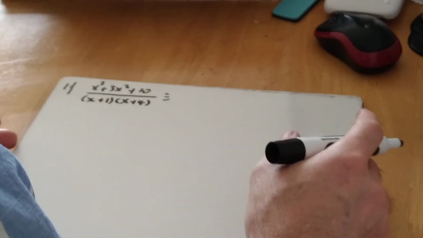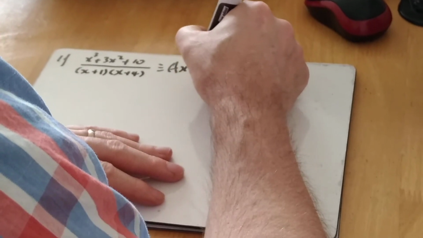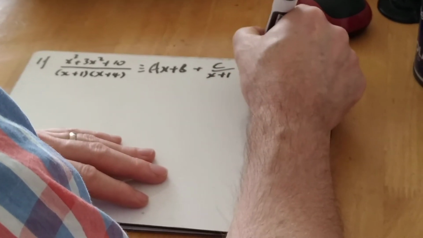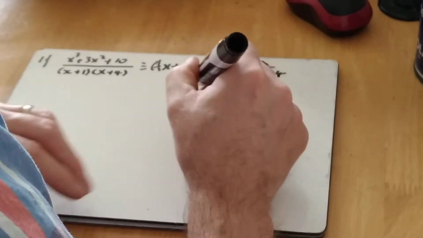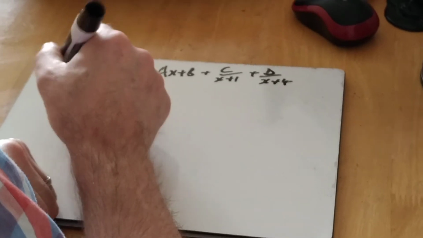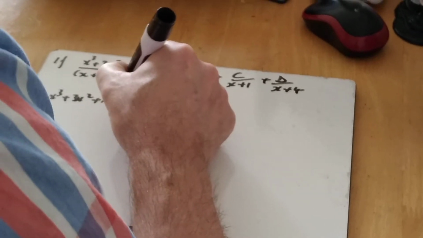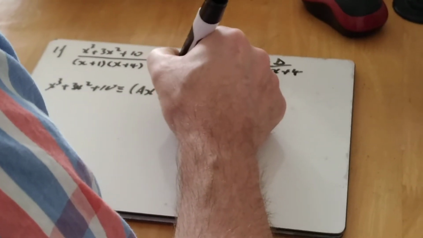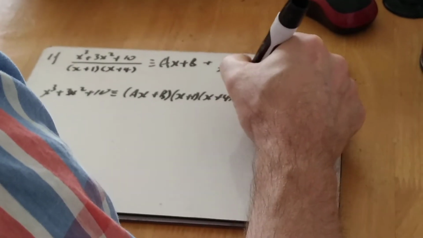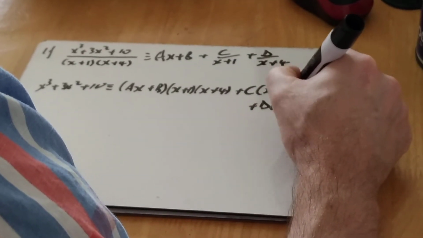Similarly, slightly longer because it's cubic over quadratic. I've got a little bit more going on. I'm going to end up with a linear expression plus c over x plus 1 plus d over x plus 4. Get rid of the fractions again, get rid of the denominators, times by both brackets to get x cubed plus 3x squared plus 10 is equivalent to ax plus b times both brackets plus c times the second bracket and plus d times the first bracket.